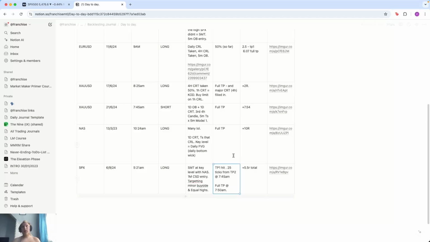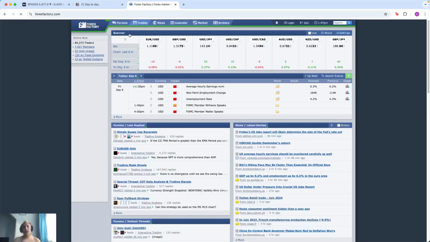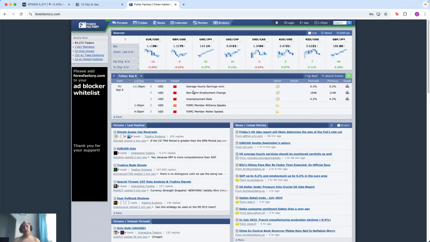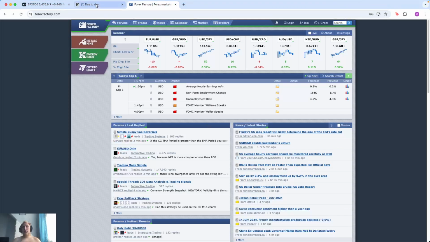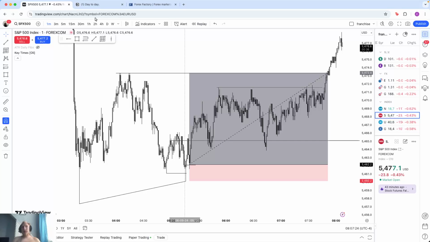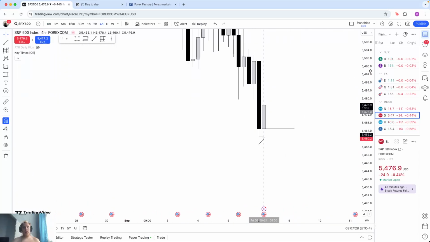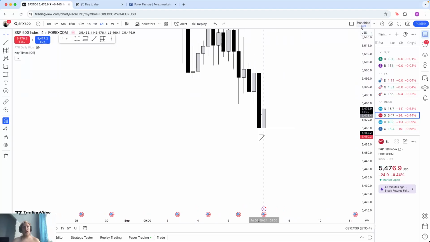So even on a day where there is NFP, an unemployment rate, we can still bag a 5-hour trade. Why? Because we just adapted and just traded an earlier 4-hour open, high, low, close, or open, low, high, close. In this example, open, low, high, close.